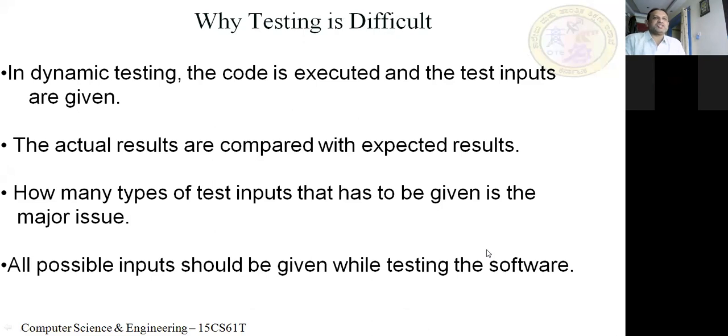Next, in dynamic testing, the code is executed and the test inputs are given. So when we execute the code, we need to give the input. When you give the input, you get the output, and that output is compared with the expected results. The actual results are compared with expected results. How many test inputs have to be given is the major issue there. How many inputs should you give? 1, 2, or 5 or 10, whatever. There should be some restrictions or some numbers there.